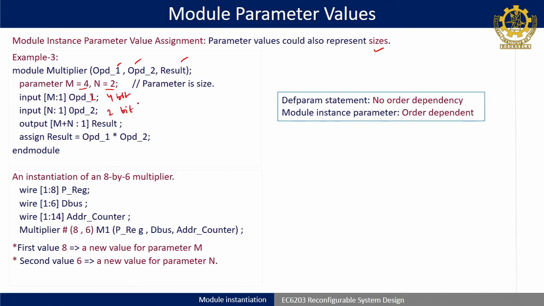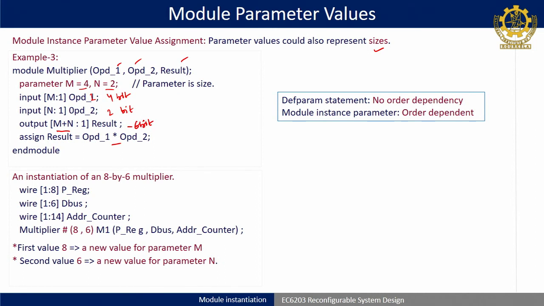Okay. Now, what I will do, I want to do multiplication simply by the operator, operand 1 into operand 2, and assign the value to result. So, 4 bit times 2 bit, what is my result? 6 bit. Okay. So, that is why it is [m+n-1:0]. So, now it is 6 bit.